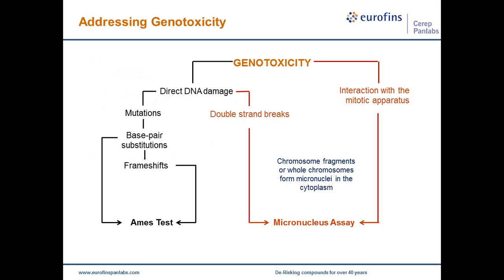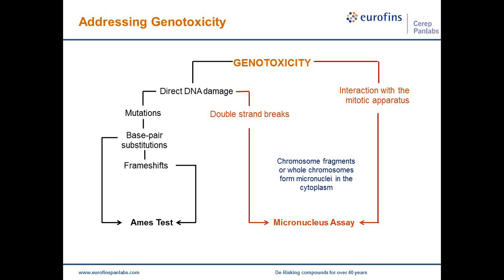Moving quickly to genotoxicity, there's a couple different ways you can cause damage to the genome. They can directly damage the DNA itself, or you could interfere with the mitotic apparatus. There are a couple of types of tests that address this and are feasible to use fairly early on in the process. With respect to direct DNA damage, mutations and base pair substitutions, frame shifts, etc., can be detected using the AMES test.